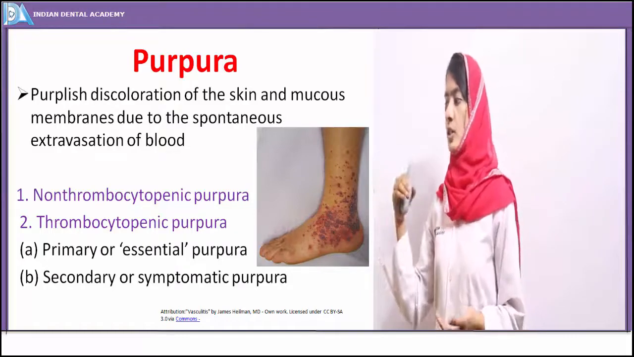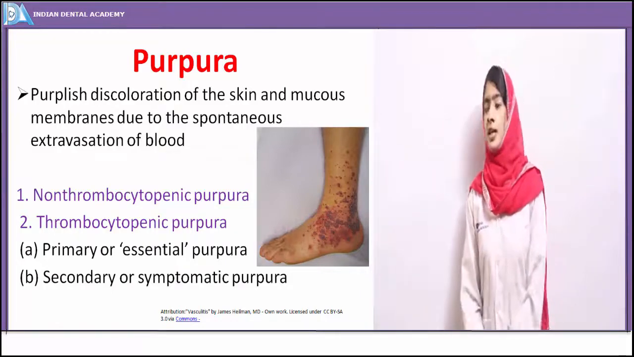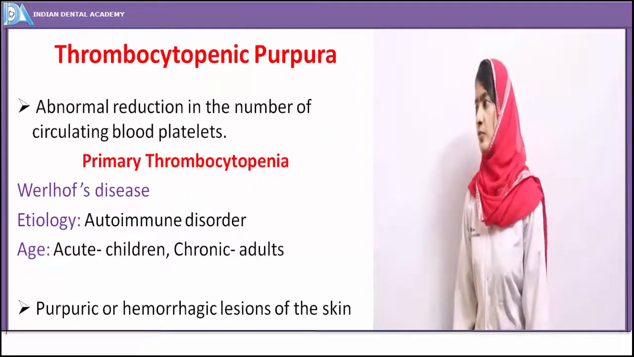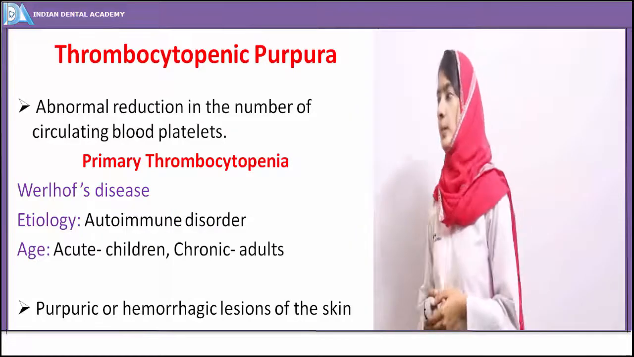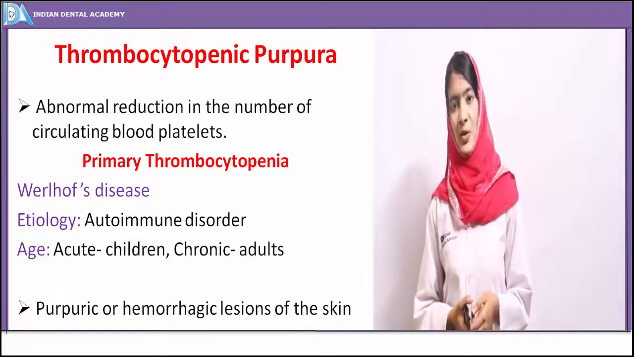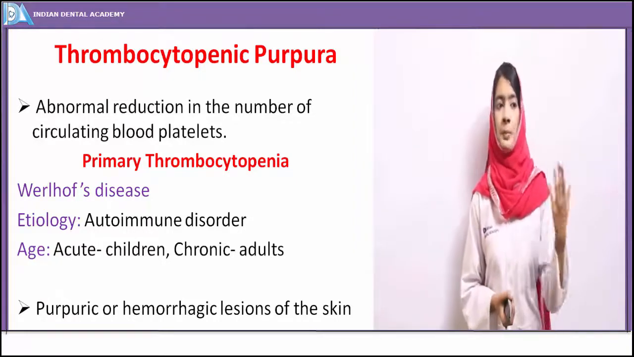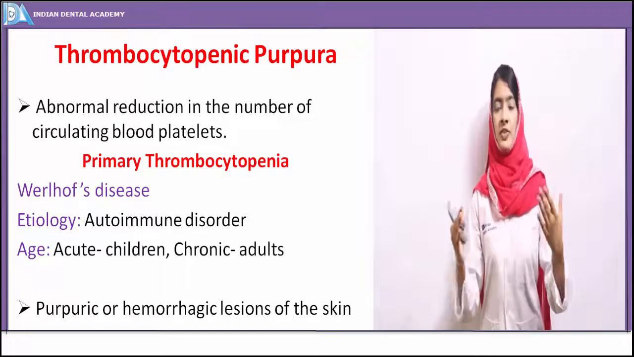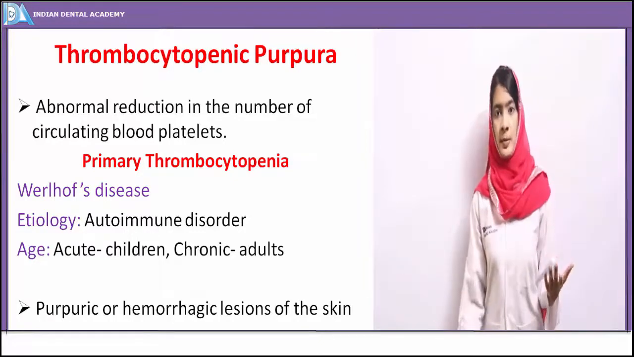Thrombocytopenic purpura is of two types again, the primary or the essential purpura and the secondary or the symptomatic purpura. We'll see the primary thrombocytopenic purpura. Thrombocytopenic purpura is nothing but a reduction in the number of circulating blood platelets. The platelets in the peripheral blood are reduced. That gives rise to this purplish discoloration.